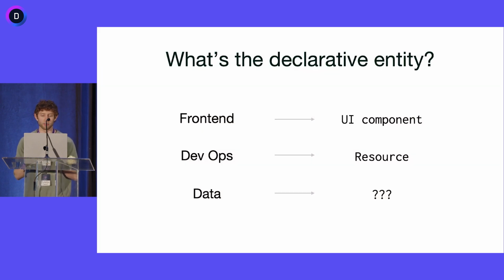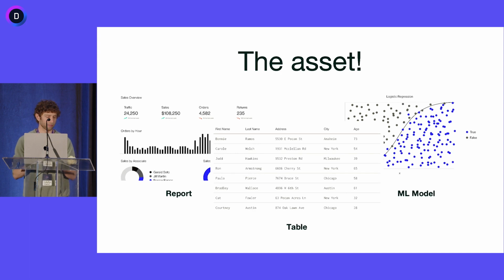So a declarative approach fundamentally revolves around the declarative entity. In front-end engineering, the entity is a UI component. You declare the UI components that you want to exist and how you want them to be rendered. In DevOps, it's a resource. You declare the servers or other infrastructure components that you want to exist and what you want their properties to be. So what's the declarative entity for data? It's the asset. An asset is a database table, a machine learning model, a report, any object produced by your data platform that captures some understanding of the world.